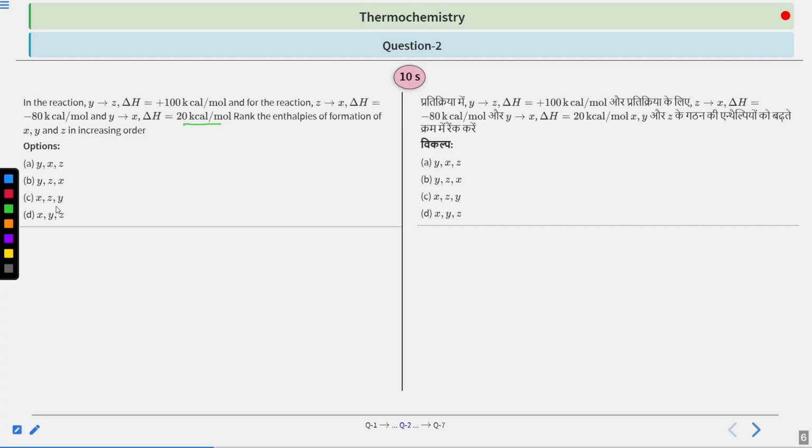It is a state function, right? It is a state function, and the enthalpy change for a reaction is equal to the enthalpy change of formation for the product minus the enthalpy change of formation for the reactant. Use these two concepts and you will find this question very easy to solve. So your 10 seconds to solve this question starts now.